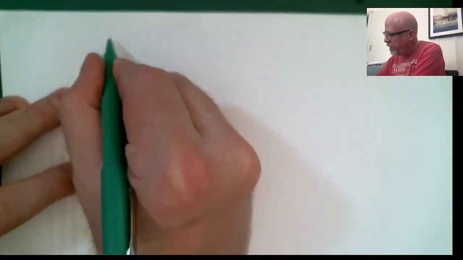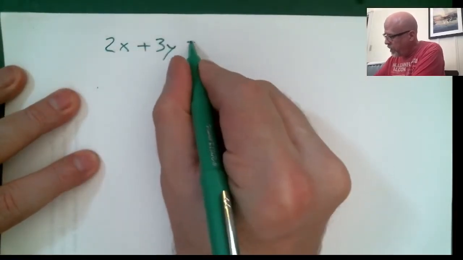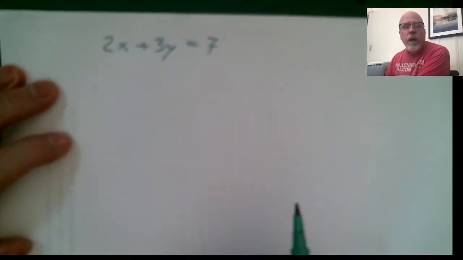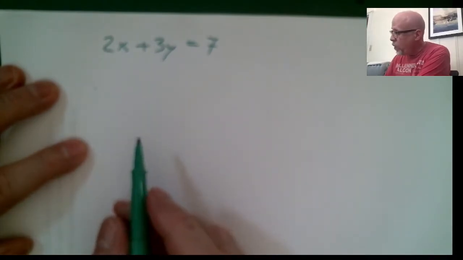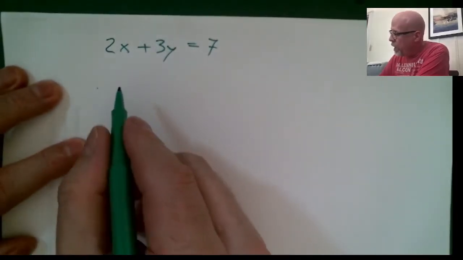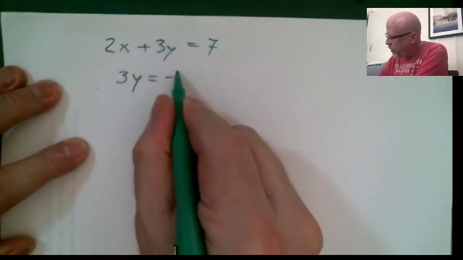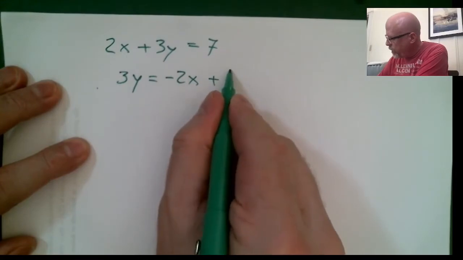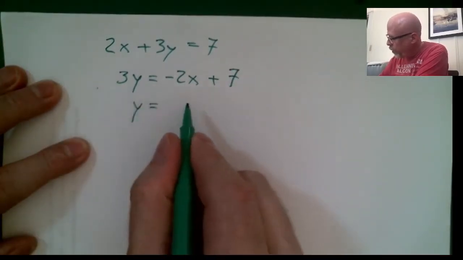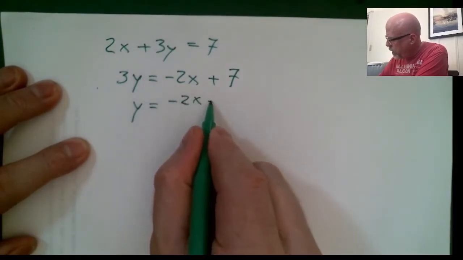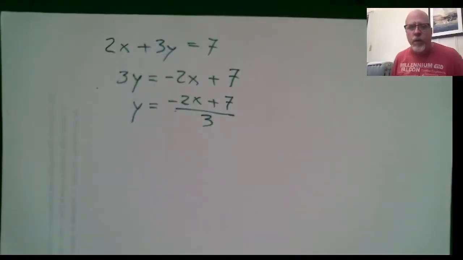Suppose I had the line in standard form, 2x plus 3y equals 7. What would it mean to convert that to, say, the mx plus b form? Well, basically it means solve for y. I would say I'm going to subtract 2x from both sides first, and then divide both sides by 3. I've just solved it for y.